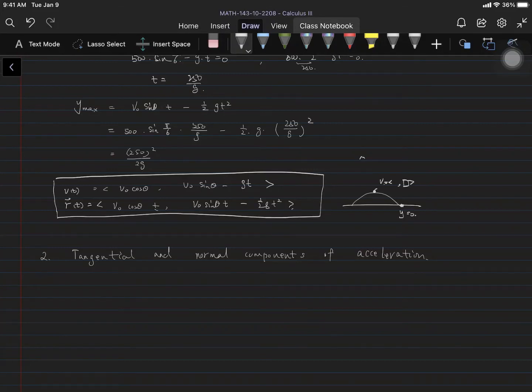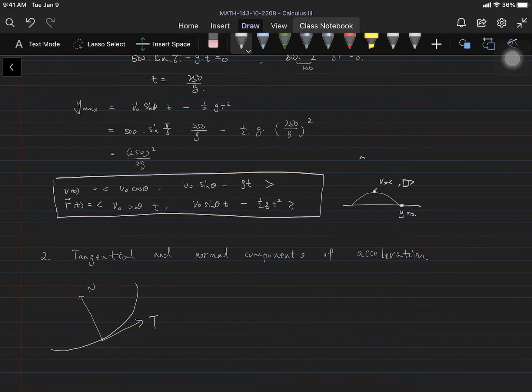Hello everyone, now we're going to study the second part in this section, which is tangential and normal component of acceleration. So firstly, let's take a look at the graph. If we have a particle moving along a curve like r(t), and we know at any point we can find a tangent vector like T, right? And also we learned the normal vector, which is perpendicular to the T vector, which is N vector.